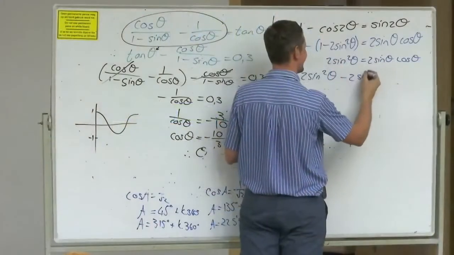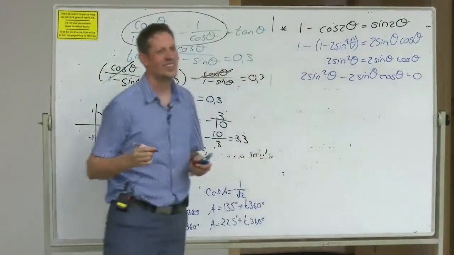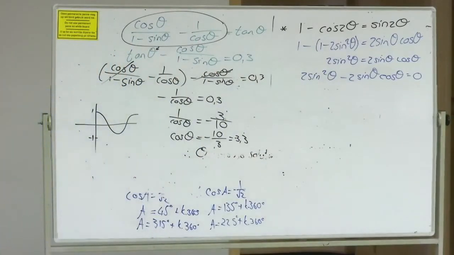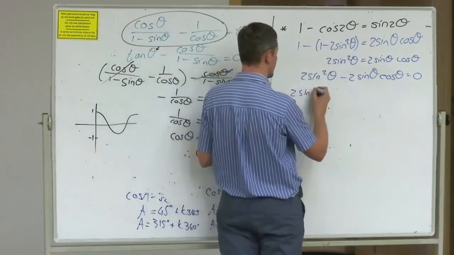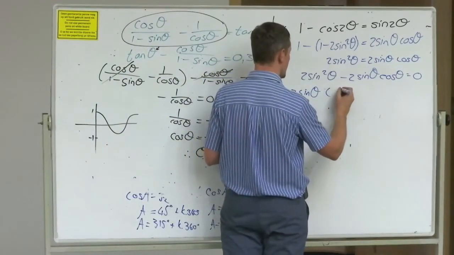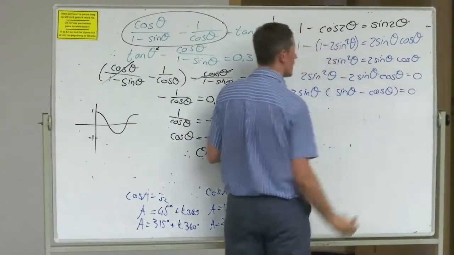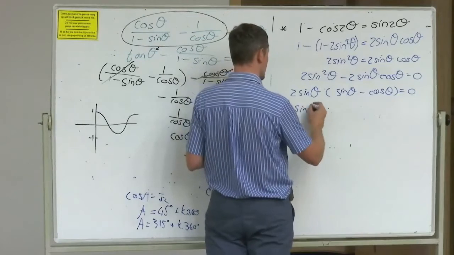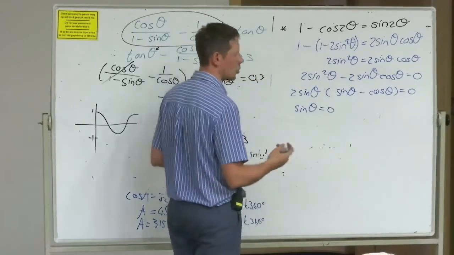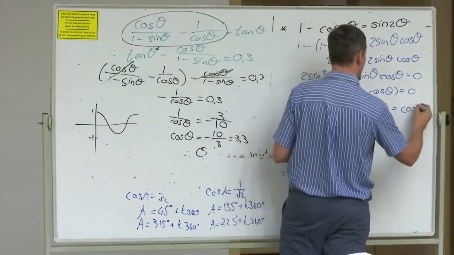Ooh-wee. Sir, I did not think about that. Once I have it equal to 0, how do I solve a quadratic equation? I factorize. So I'm going to take out 2 sine theta common, which leaves me with sine theta minus cos theta equal to 0, which gives me 2 sine theta equal to 0, or just sine theta equal to 0, and sine theta equal to cos theta.